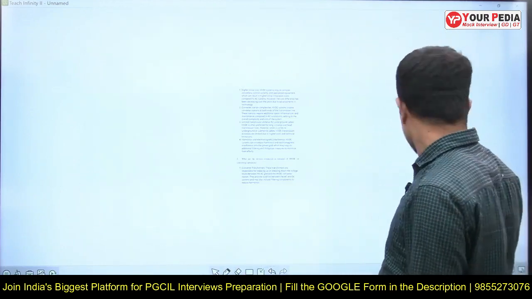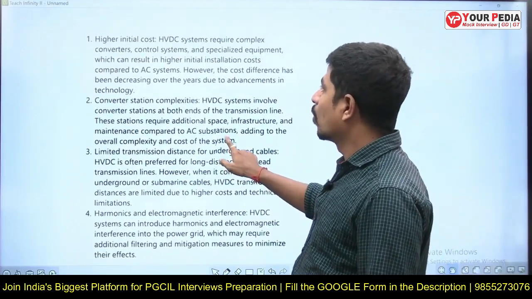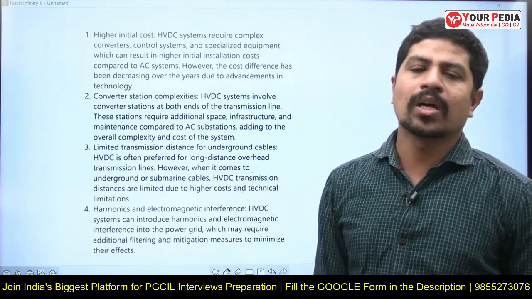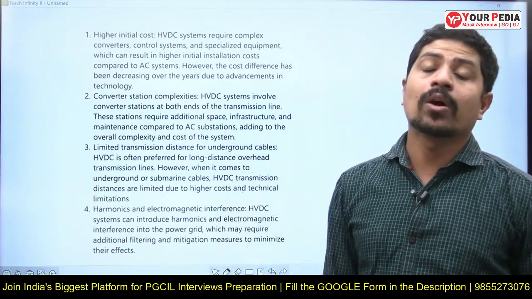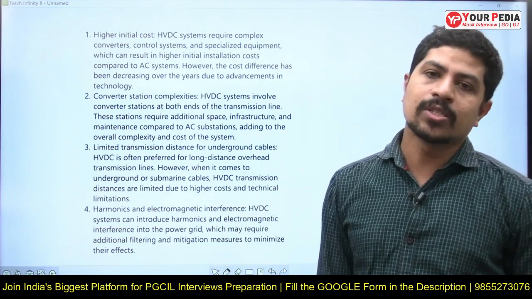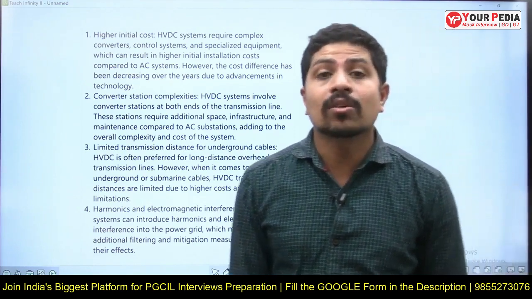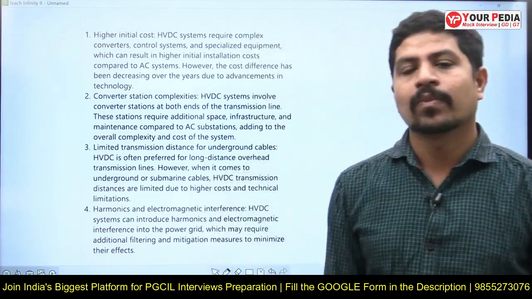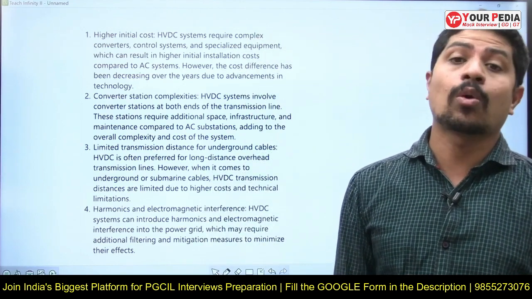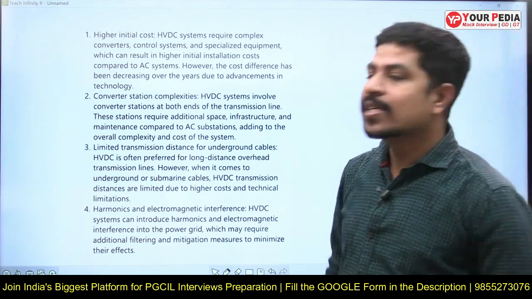What are the disadvantages? Let's understand the disadvantages. First, higher initial cost. The initial cost involved with HVDC is very high. Why? Because we have to go with converting stations. I have to convert from AC to DC, and again DC to AC, and one more thing, there are losses also in the converting stations. Power electronic converter losses will also be there. Extra equipment cost is required. Therefore, initial cost is high in HVDC.